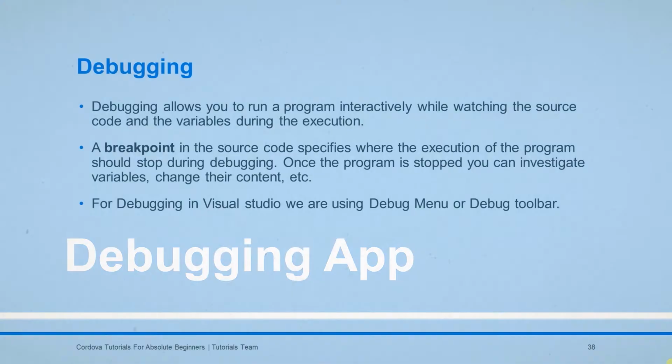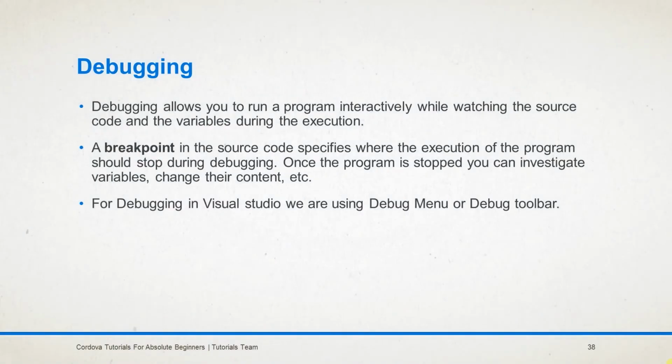Hello guys, in this session we are going to learn how to debug our application. Debugging allows us to run the program interactively while watching the source code and the values of variables. We put a breakpoint in the source code which specifies where the program should be stopped during execution. Once the program stops, we can debug the value of a variable and change its contents.